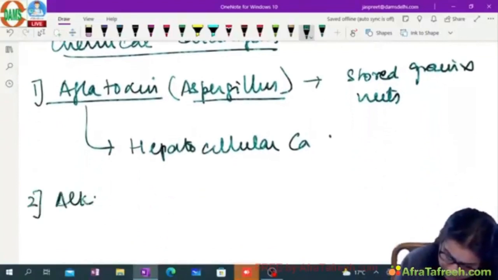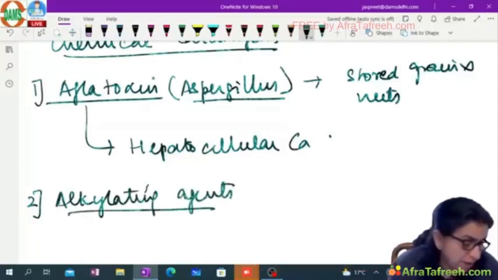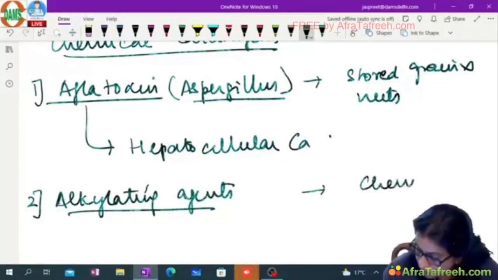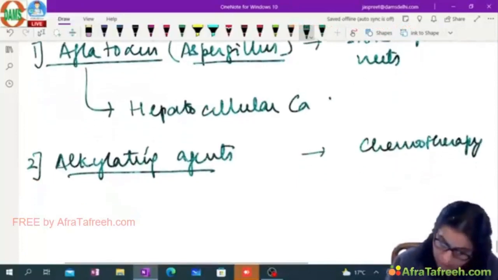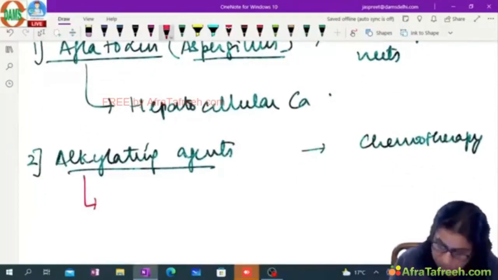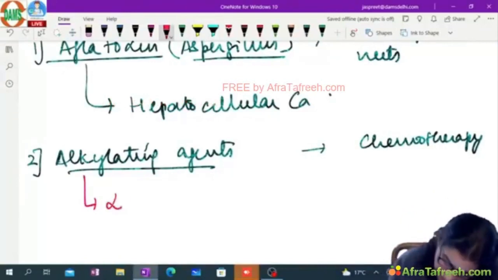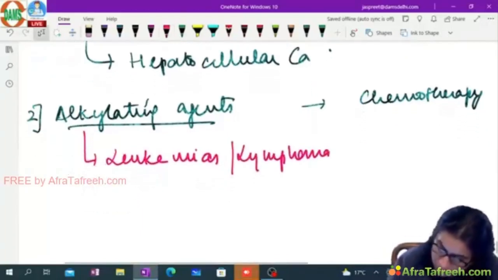Okay, second is alkylating agents. Alkylating agents are a part of chemotherapy. Exposure occurs in people who are on chemotherapy. So when a cancer patient is given chemotherapy, say a breast cancer patient, they may develop leukemias or lymphomas later on. So alkylating agents can produce leukemias and lymphomas.